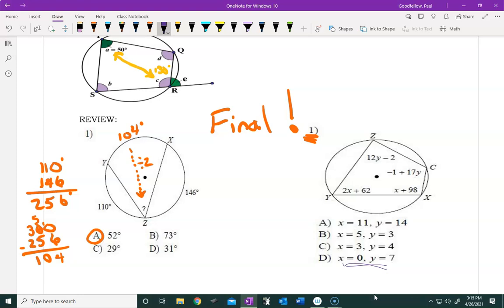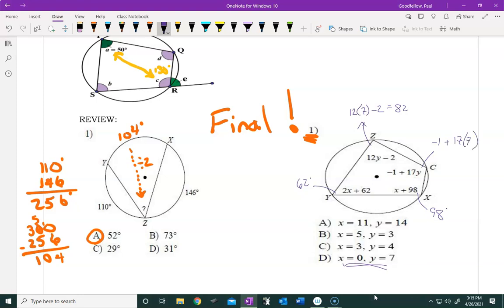And what you really want to do is make sure that they end up making the diagonals add to 180. So if I plugged in 0 for X, this one would be a 98 degree angle. And if I plugged in 7 for that one, you would end up getting 12 times 7 minus 2. 12 times 7 is 84, minus 2 is 82. And it looks to me like those two angles would be supplementary to each other. So maybe I'm onto something. Let's see if it works on the other guy. This one would be 62.